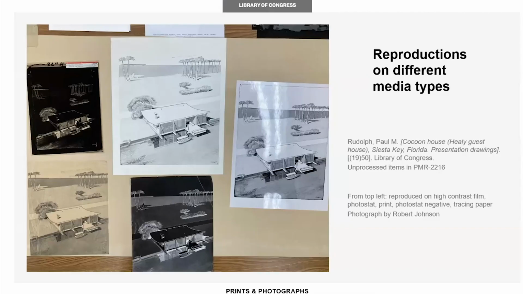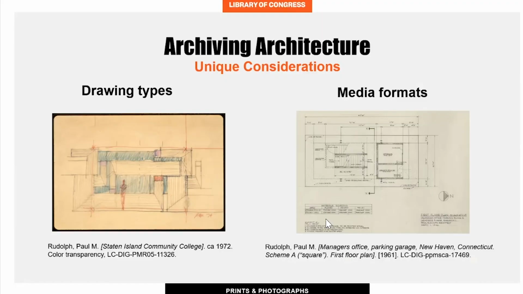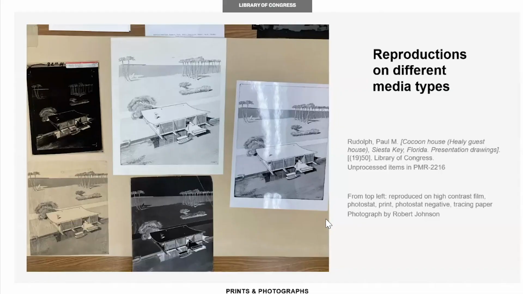In addition to the many types of drawings, these items also come in different media formats. The medium is important from a preservation standpoint because they have different housing and handling requirements. In this example, the same drawing of the Healy Guest House is reproduced in 5 different ways. From the top left, there is a negative of the image on high contrast film, which produces sharp lines and is typically used for published illustrations. This material is sturdy, but requires a light table to view properly.